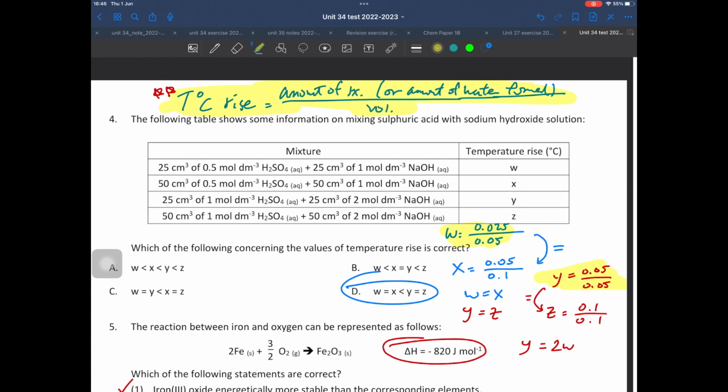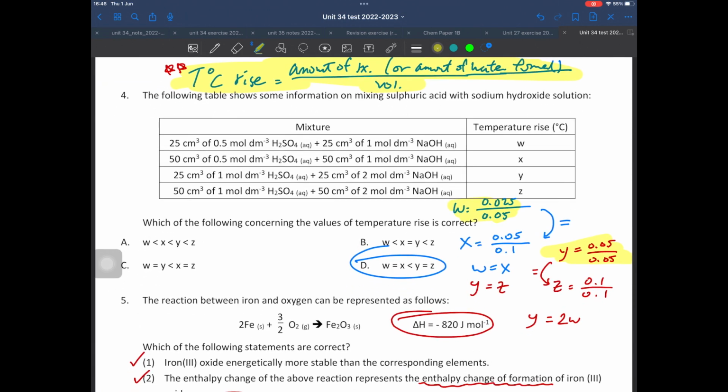So what about Y and Z? And you can see the same situation happened again, right? Y equals Z. But if you study W and Y, you can see Y has the same total volume, but since Y doubled the amount of water formed, Y should equal 2W, right? Take it easy this time. We only need to compare the strength, so the answer D still holds.